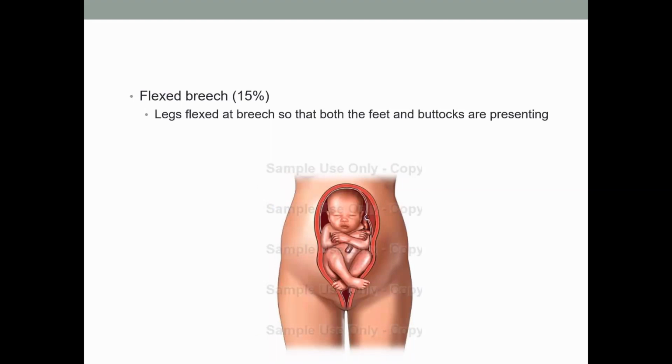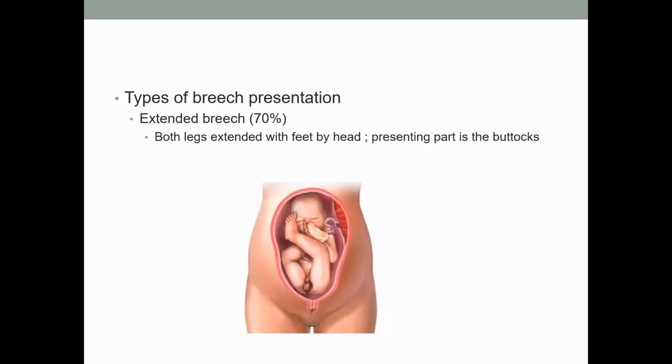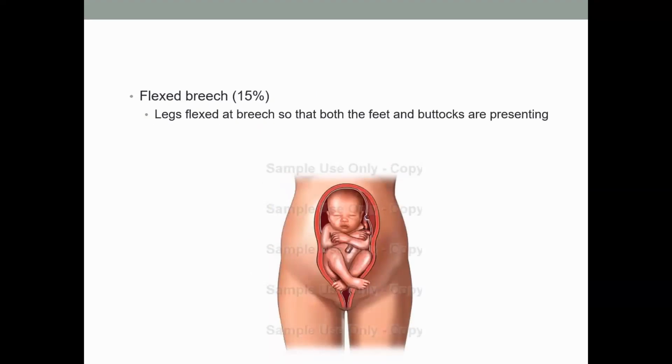Then you have the flexed breech. Now here, the buttocks and the legs both are presenting, the lower part. So the extended breech and the flexed breech, right? See the legs here. See, it's very important, right?